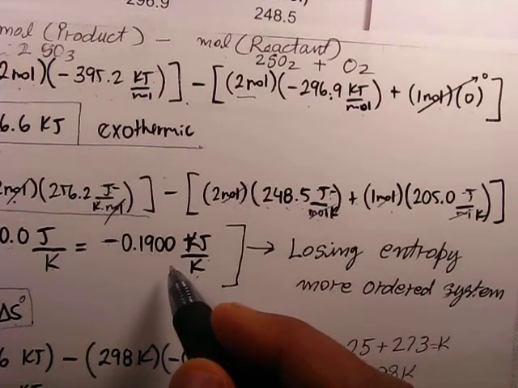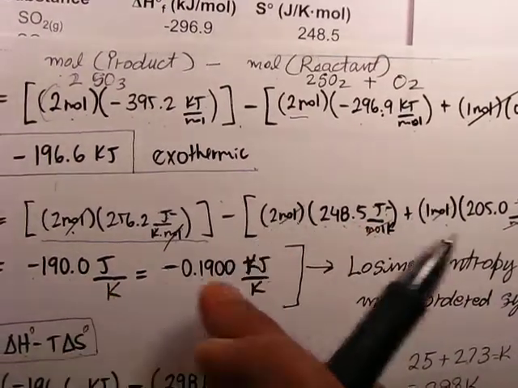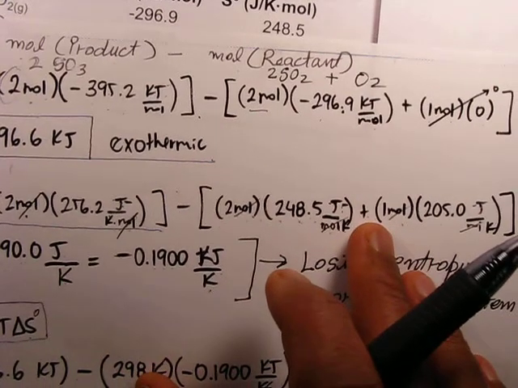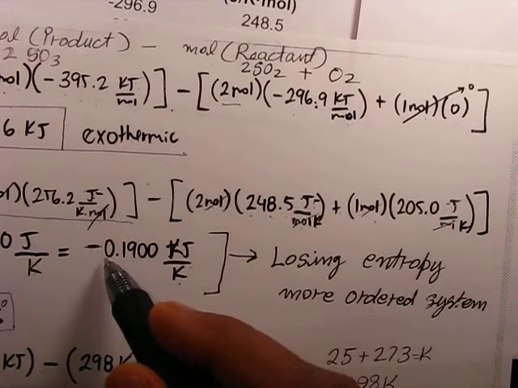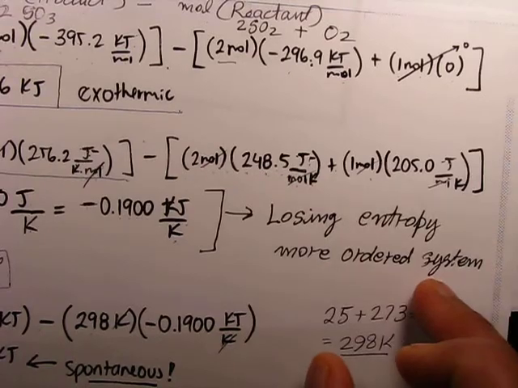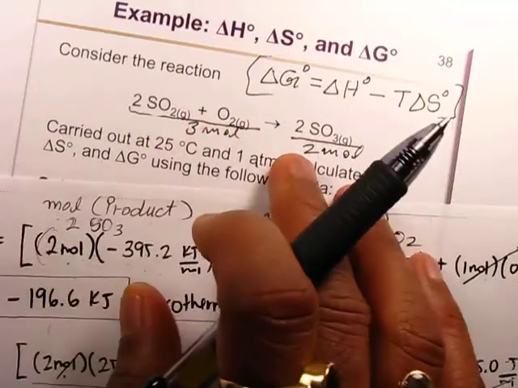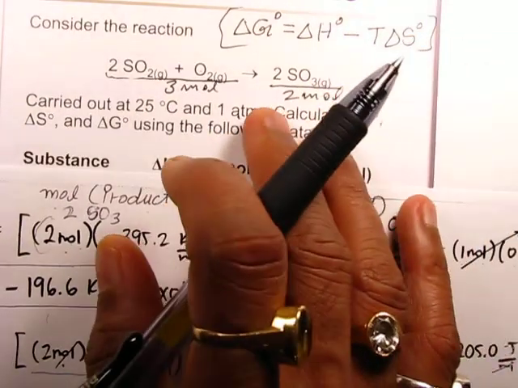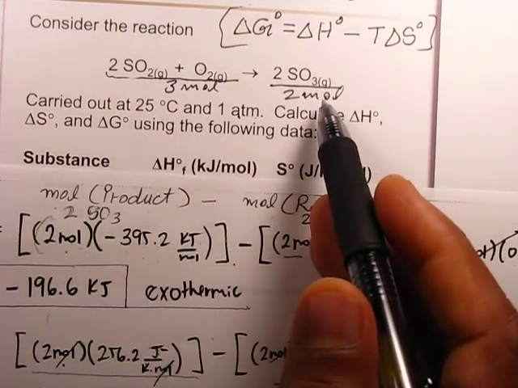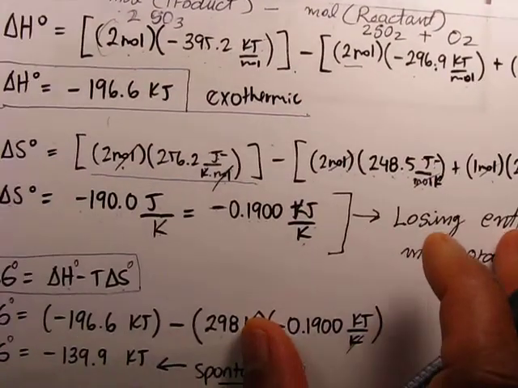If we want to present it in kilojoules, we have to divide by 1000, so it will be minus 0.19 kilojoule per Kelvin per mole. The important thing is the negative sign for the entropy. It means losing entropy, a more ordered system, right? As this reaction goes from reactant to product, we are losing entropy. Here there are 3 moles of reactant and 2 moles of product, so the product has less entropy. That is why we got the negative sign.